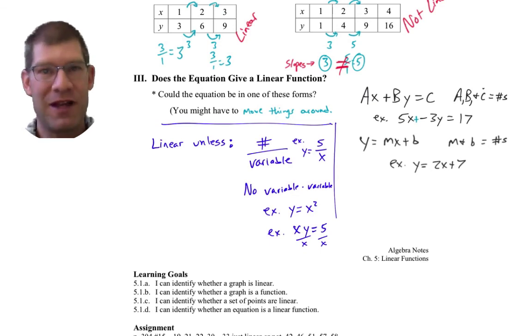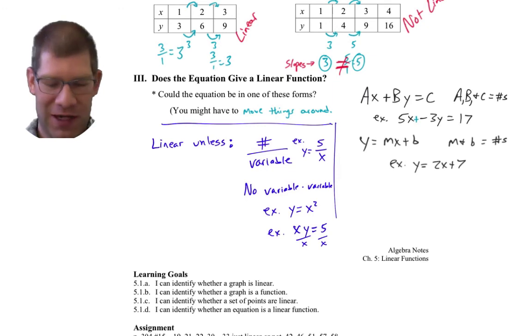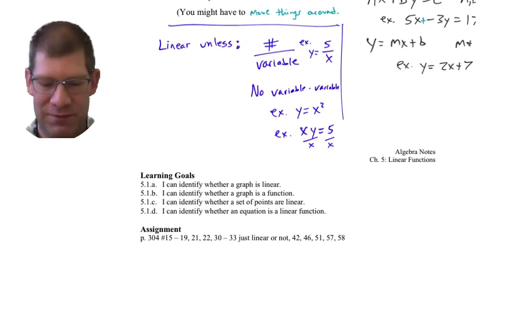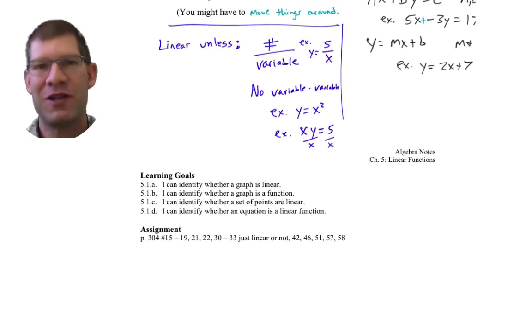Either way, I'd say pick a way that you can memorize, that you can use, pick a way that makes sense to you. And that's all I have for this section. We have some learning targets there at the bottom and a homework assignment. Let me know if you have questions. Thanks, guys.